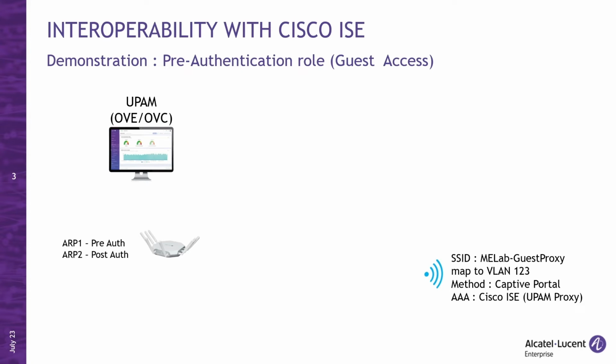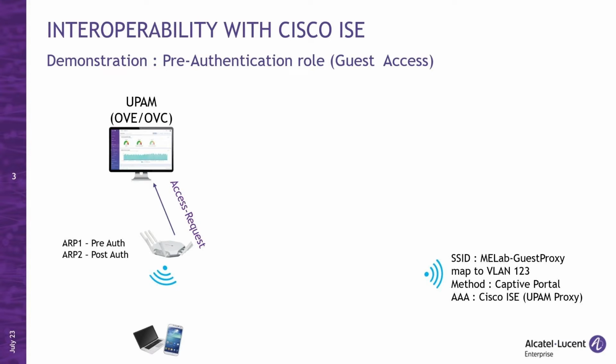In this section, I will configure an external captive portal using Cisco ISE. For this demonstration, I will be using two access role profiles for pre- and post-authentication. ARP1 will correspond to a role with restricted access, while ARP2 will provide access to the network and internet. In this demonstration, I have a PC client that will connect to a guest SSID.